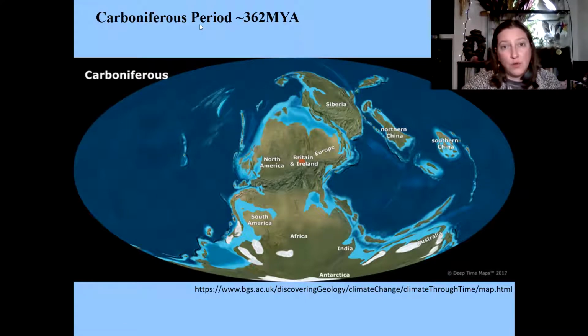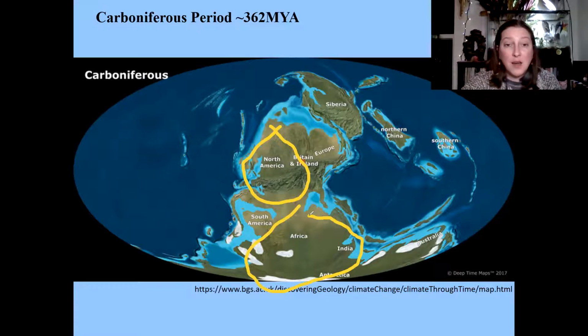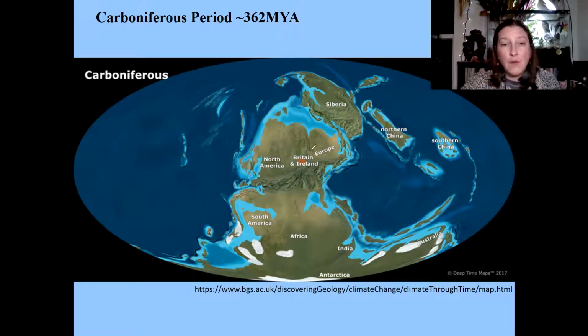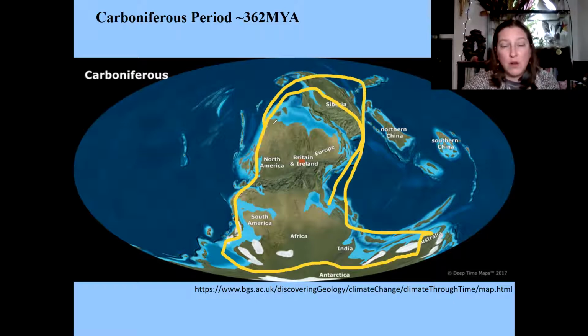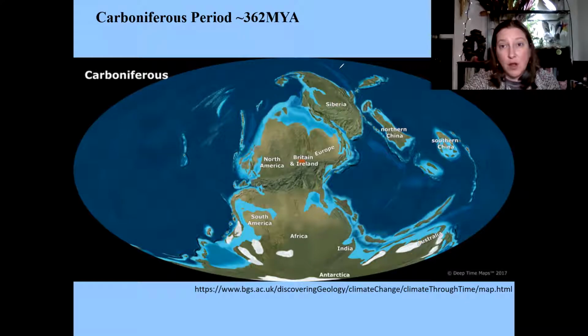So just to show you some maybe familiar players here. Here's North America, right at the equator. Africa is way down, smushed with Antarctica, and India down near the South Pole. South America is not too far away from that. You know, Europe, Siberia, China. So it's way different than it looks now. And because of this, you can see all the continents are squished together, which was a characteristic around this time in the Carboniferous.